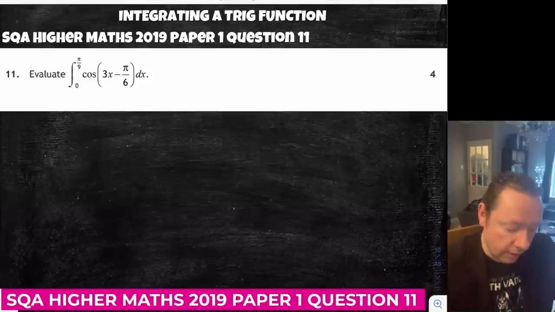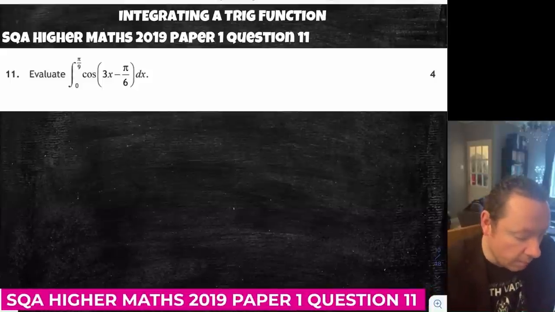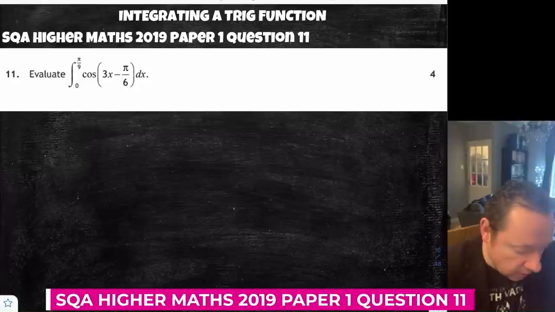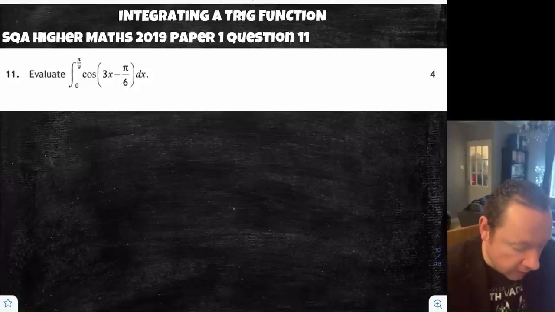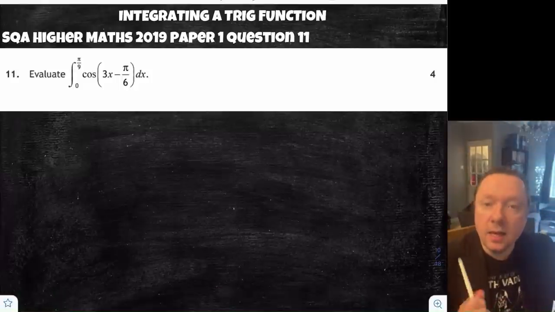Integrating a trig function again with a chain rule, we've got Higher Maths 2019, paper 1, question 11. Evaluate the integral between 0 and pi over 9 of cos 3x minus pi over 6 dx. Exact value question as well, because it's non-calculator.